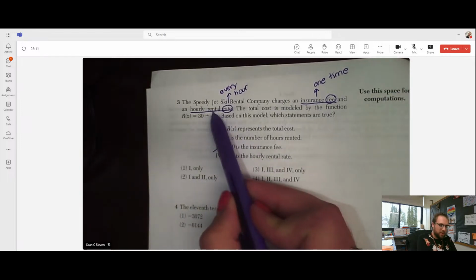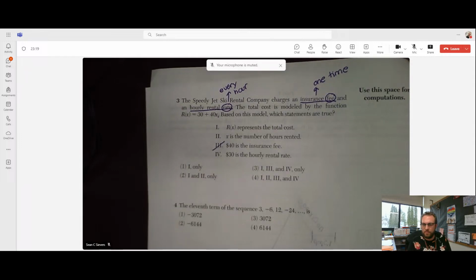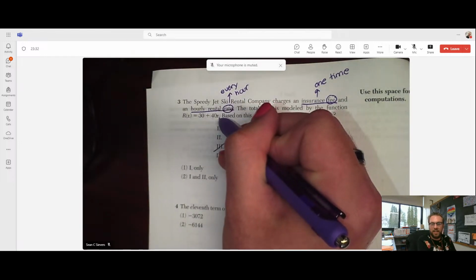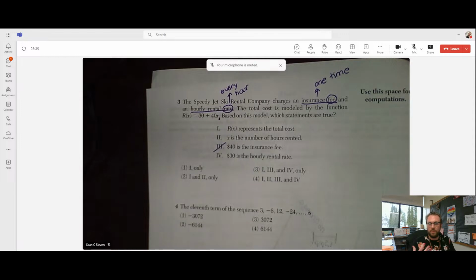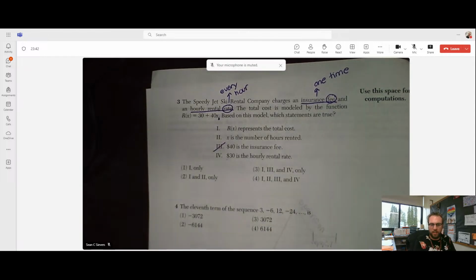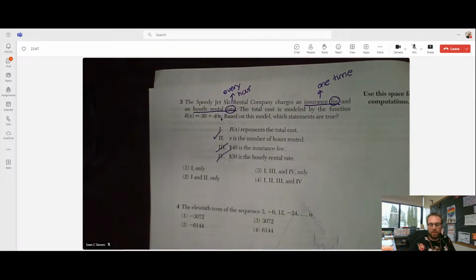What do we think this 40 represents? Go ahead and drop that in the chat. Yeah, it's going to be the cost per hour. So that means that x, the variable that's attached to the 40, would be the number of hours, right? So number 4 can't be true because we just determined that $40 was the hourly rental rate. So far, I agree with number 2.